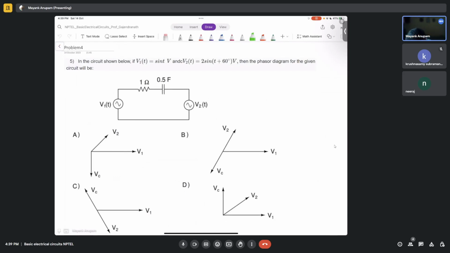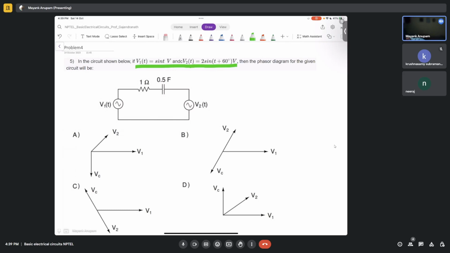Again, the same kind of question, a phasor diagram. In the circuit shown below, V1 and V2 are given. V1 equals sin t volt, V2 equals 2 sin(t plus 60 degrees) volt. Then how will the phasor diagram for the circuit shown below look?